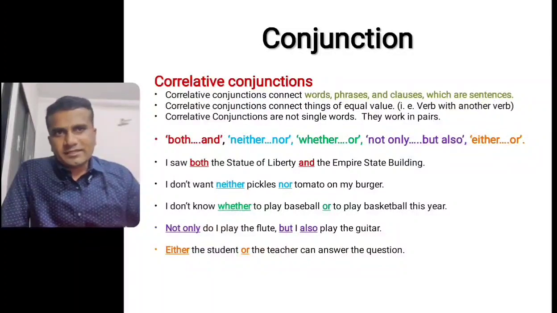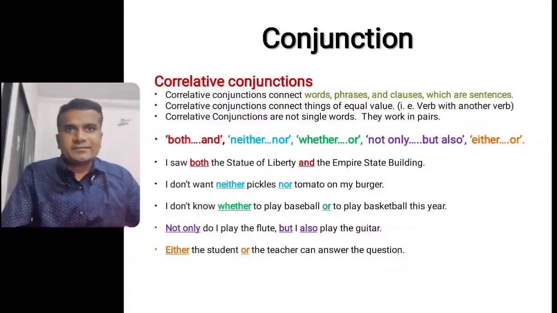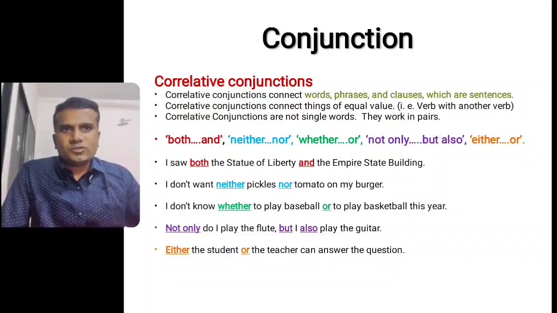You will see the examples on the screen and you will find how correlative conjunctions are used in sentences. I saw both the Statue of Liberty and the Empire State Building. Here correlative conjunctions are used in the sentence, and you will find how they are used to connect words, phrases or clauses. In the next example: I don't want neither pickles nor tomato on my hamburger. Here, neither pickles nor tomato. Both words are joined by using correlative conjunctions.